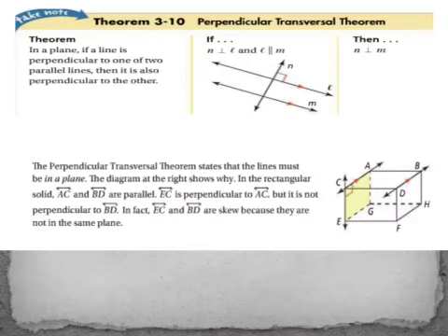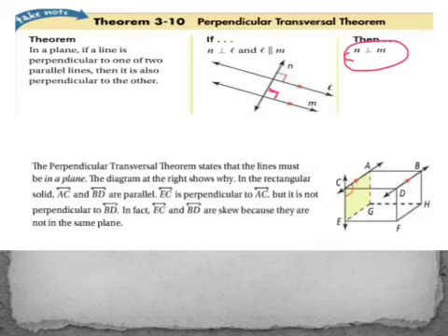Our next theorem states that in a plane, if a line is perpendicular to one of two parallel lines, then it's also perpendicular to the other. So if we know that L is parallel to M, and we know that this is a right angle, since the lines are parallel, corresponding angles are congruent, so that would also have to be a right angle, which means N would also have to be perpendicular to M.